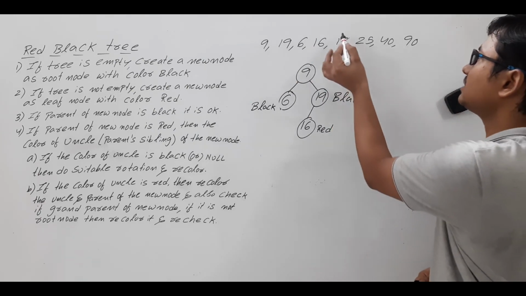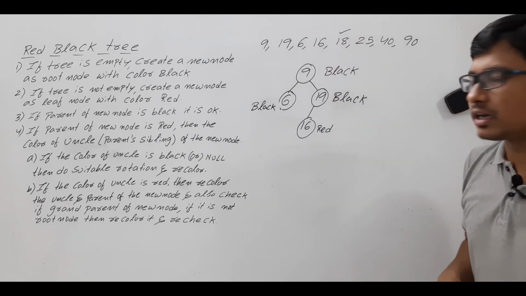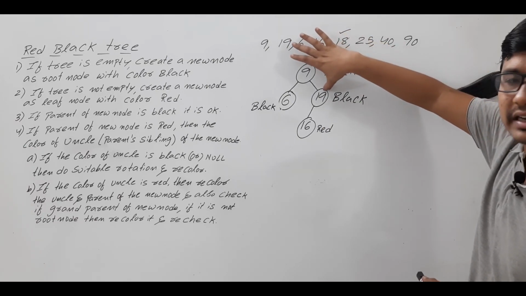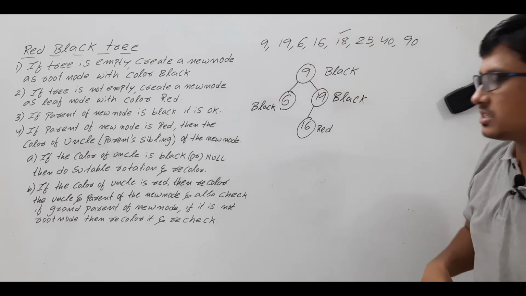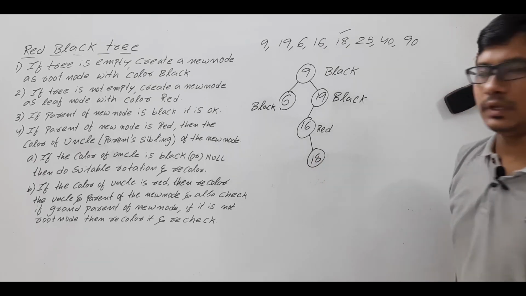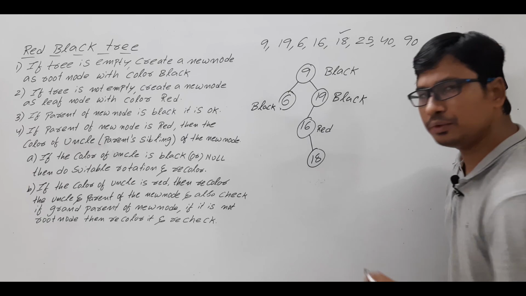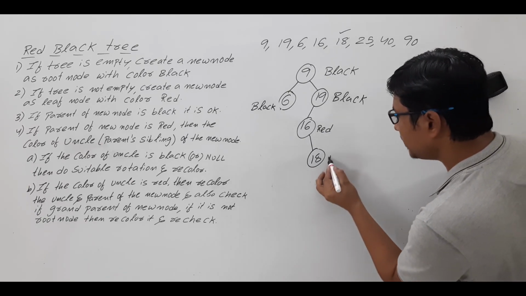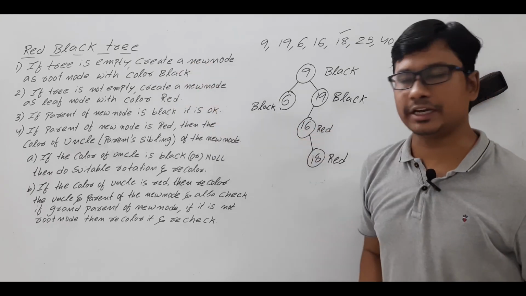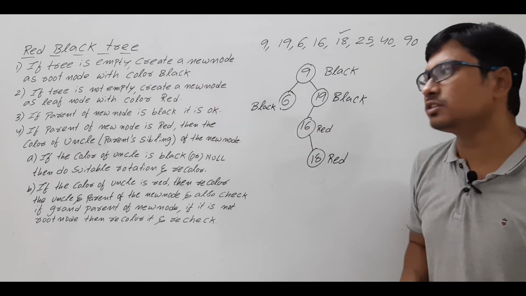Now I want to insert 18. Where will 18 come? 18 is greater than 9, less than 19, greater than 16. So we need to insert here. Are you able to understand? Now it is a new node and we will make it red with the second point. Now we need to check the third point.